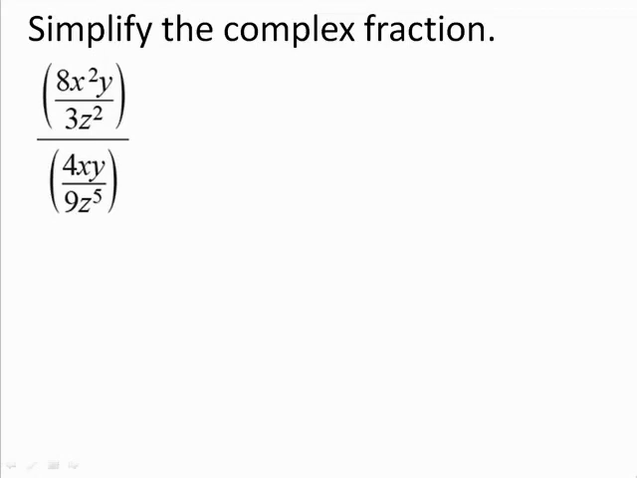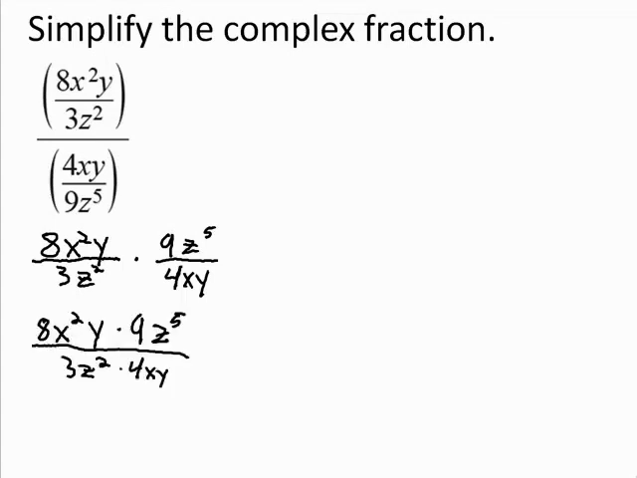Simplify the complex fraction. 8x squared y divided by 3z squared, divided by 4xy divided by 9z to the 5th power. When dividing fractions, invert the divisor and multiply. 8x squared y divided by 3z squared times 9z to the 5th power divided by 4xy. Multiply the numerators and denominators. 8x squared y times 9z to the 5th power divided by 3z squared times 4xy.